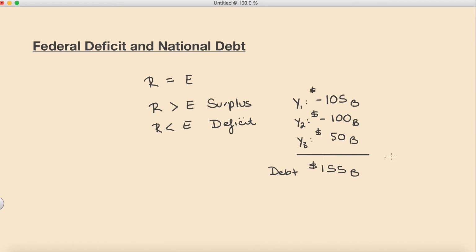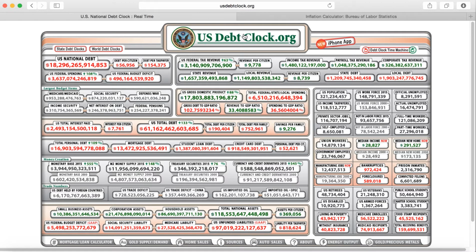Okay, so obviously to get out of debt, you have to run a budget surplus, and it would have to be years of budget surpluses to offset the massive debt that we are in as the United States. I want to show you guys a really great website where you can find a lot of data, and this is usdebtclock.org, and most of this data comes from the U.S. Census, the U.S. Treasury, or the Congressional Budget Office. So the data is really good, and you can even get it on your iPhone now.